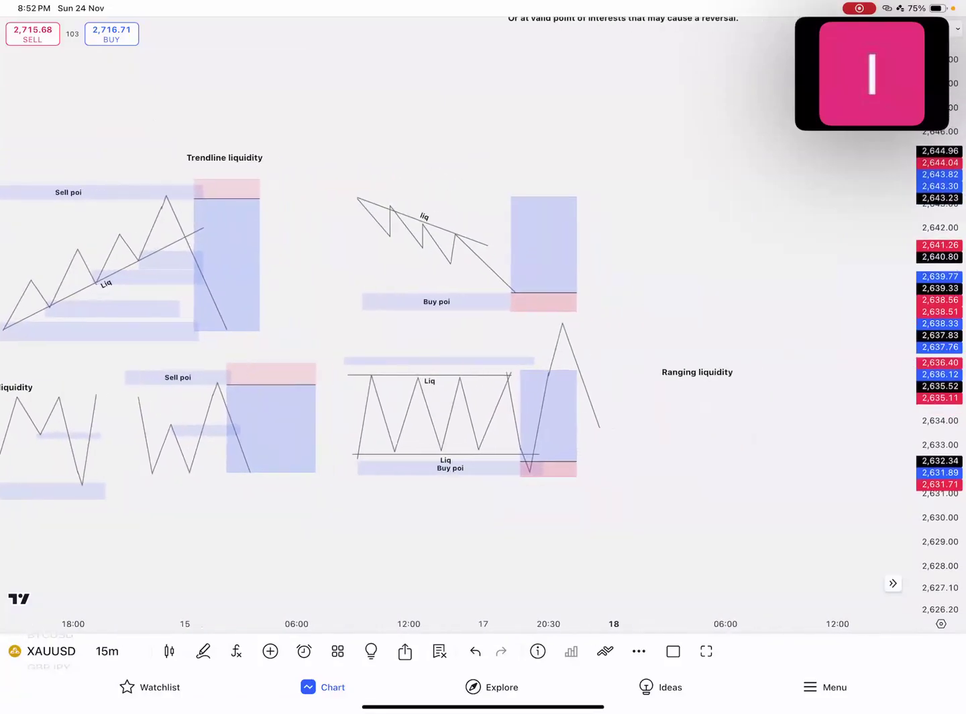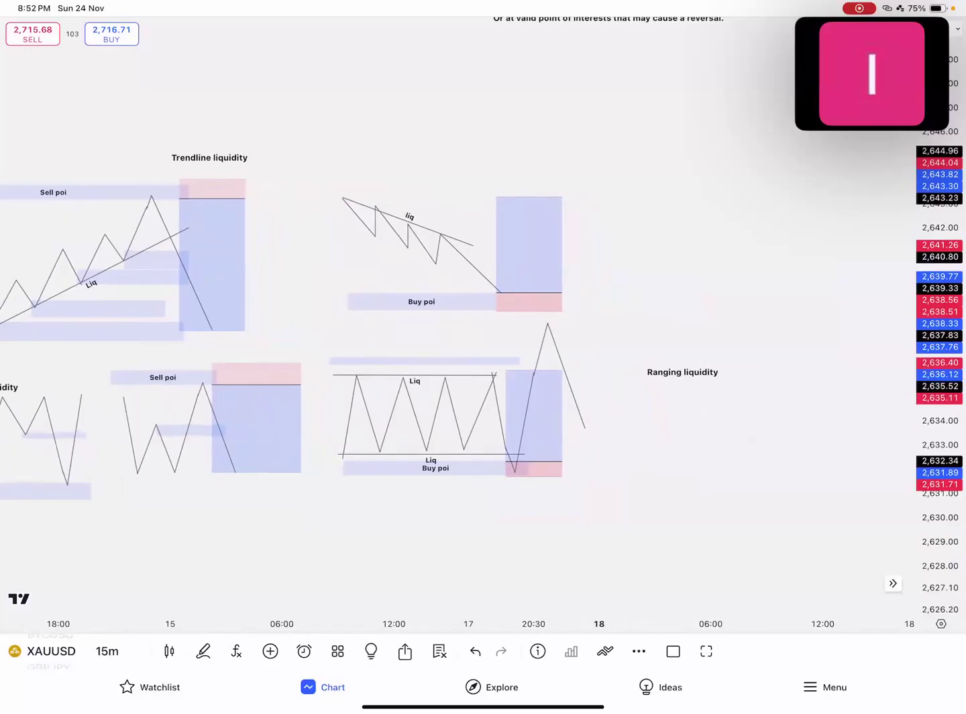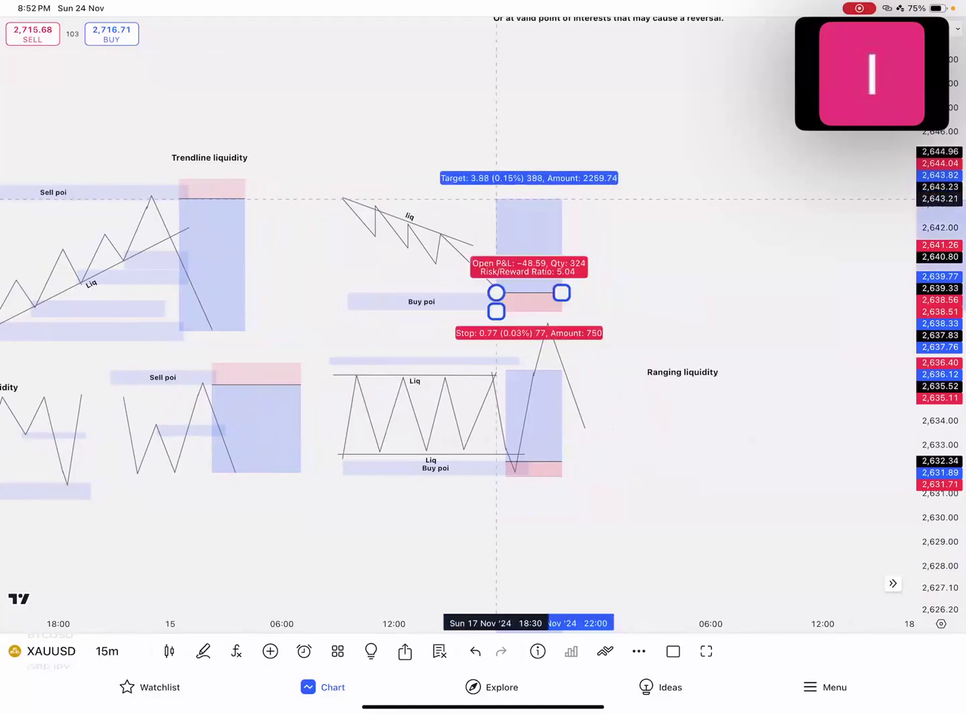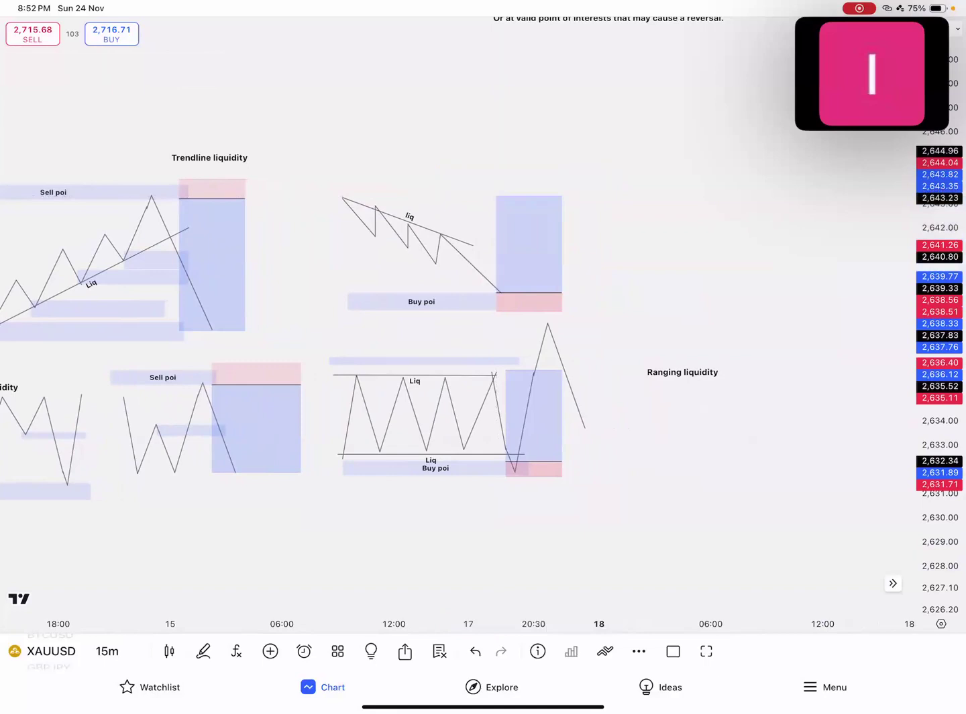If the market is approaching a buy point of interest, and while it's approaching your buy point of interest, it's making what? Lower highs and lower lows. It means that liquidity is being built on the downside. So if the market should trigger your buy point of interest, your take profit should be aimed at clearing that trend line liquidity for the downside. That is your bearish trend line liquidity.